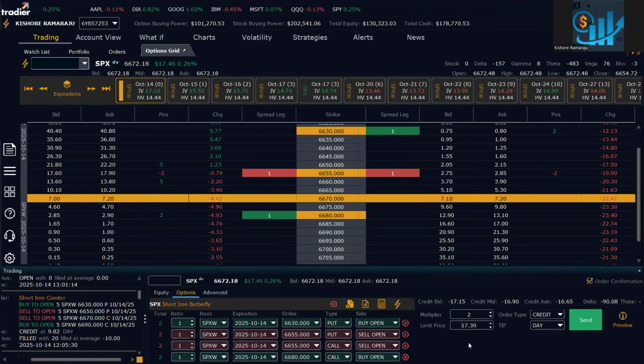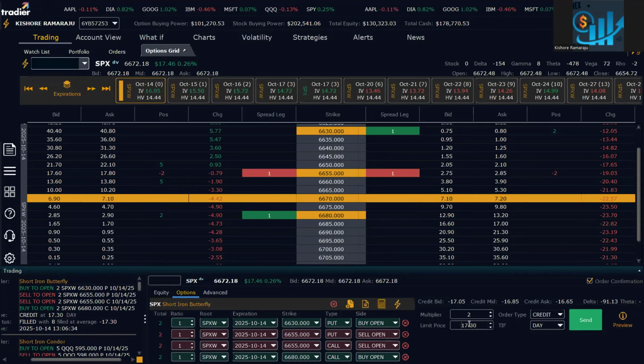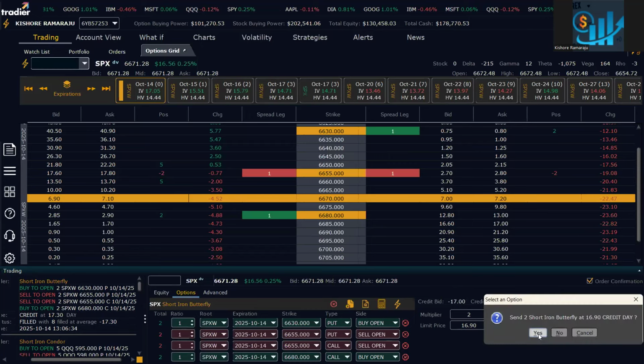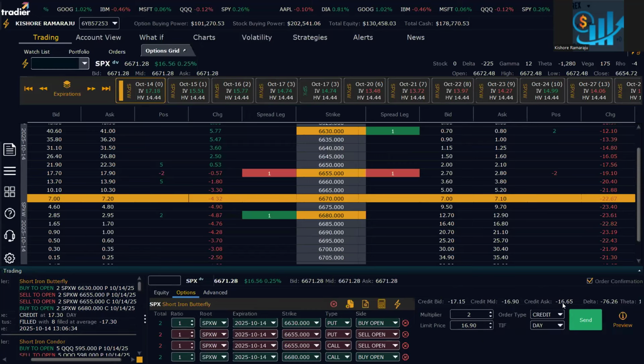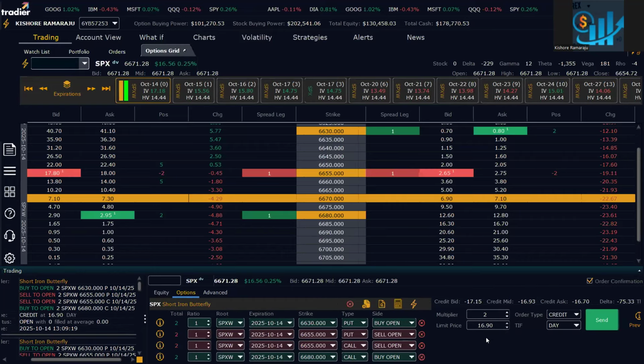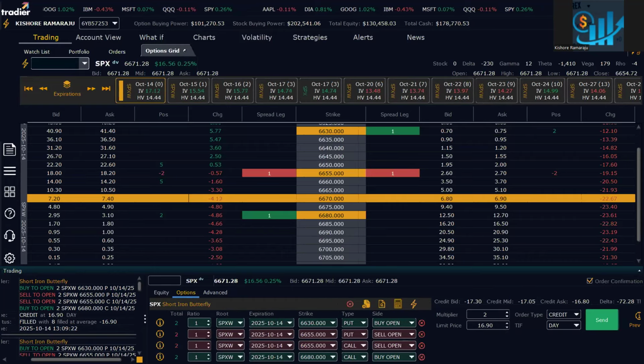So we took this iron fly. Actually, it is a good opportunity. We can add a few more contracts. Try to get a credit at the midpoint. So the bid is 17, ask is 16.65. Try to take somewhere around there. So I took another two contracts.